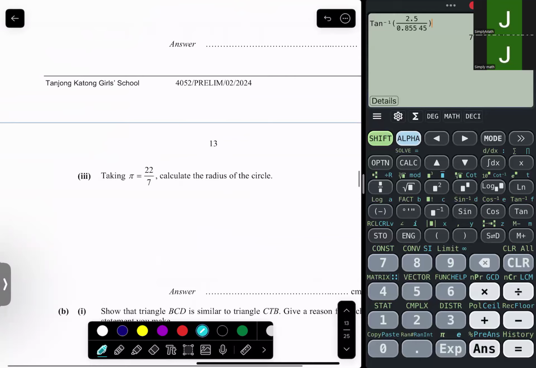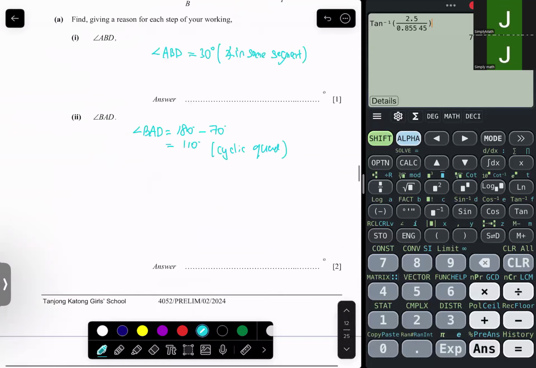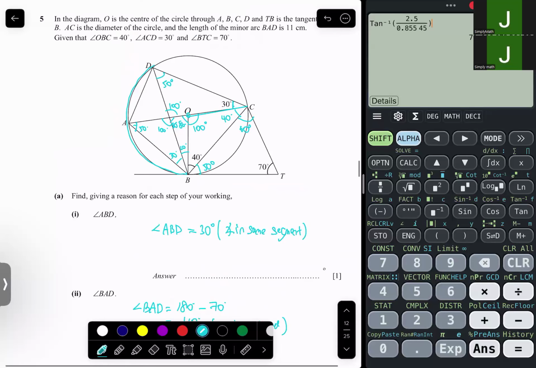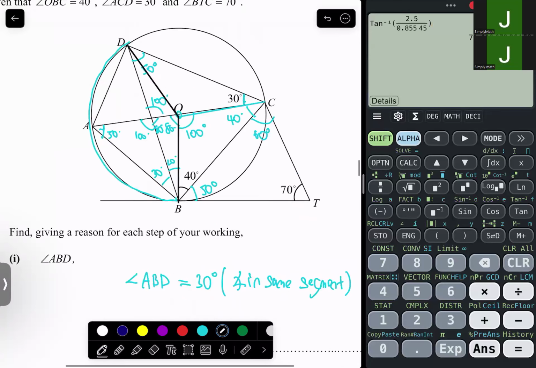Taking pi equals to 22 over 7. Okay, rarely see this kind of question. Calculate the radius of the circle. Since we know that this was equals to 11, if I connect this point down here and connect this point down here, this part of the circle, what is the total angle? Because this is radius, this is radius, that makes this to be 20 degree as well. Which means that the overall angle subtended is 140 degree.